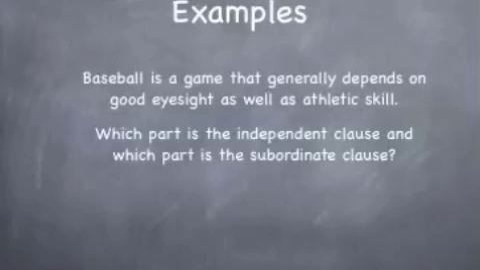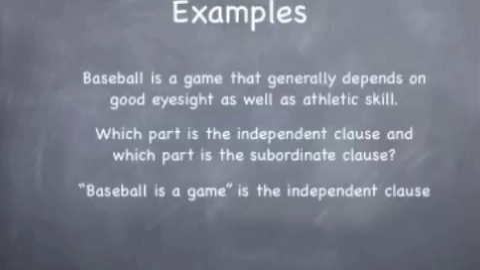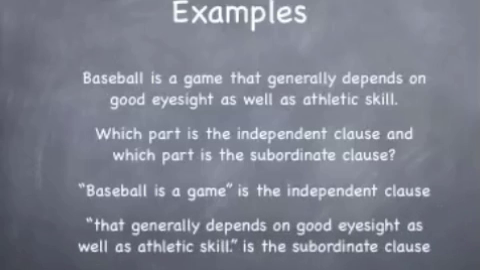Which part is the independent clause and which part is the subordinate clause? Baseball is a game is the independent clause. Subject, baseball; verb, is. Baseball is a game. It expresses a complete thought. It's an independent clause. Like I said before, it could stand by itself as a sentence. The subordinate clause is that generally depends on good eyesight as well as athletic skill. There's a lot going on there, but there isn't a complete thought. When we put it together with the independent clause, we have a complete sentence. And notice in this case, you have the independent clause followed by the subordinate clause.